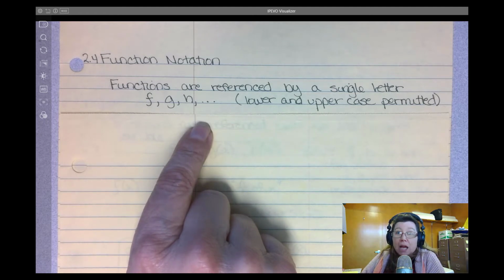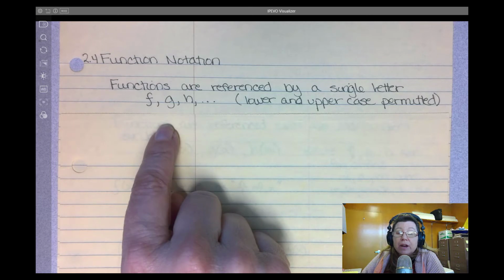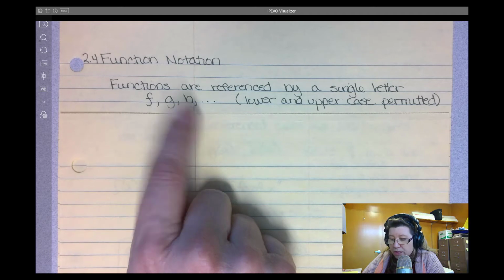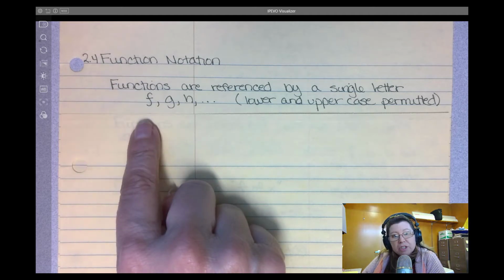And then sometimes I use a letter that will reference what's in the function itself. So if I was talking about the function for velocity of an object, well then maybe I call the function v instead of f. So it's up to you what you use, but it's generally denoted with just a single letter.